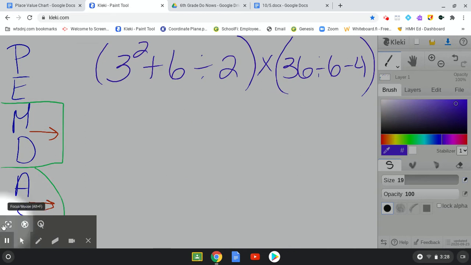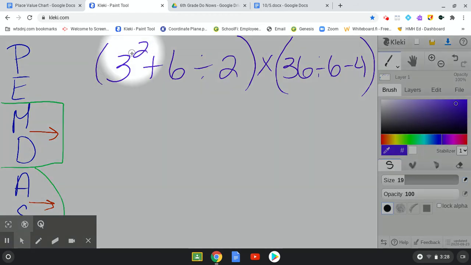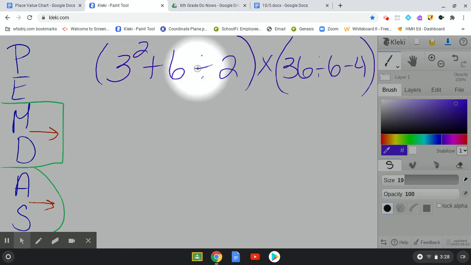Okay, so this one is a challenging one because there's a lot going on. So if you notice, I have 2 sets of parentheses, I have exponents, addition, division, and subtraction. So we have to work within our parentheses first. And within our parentheses, we have to follow the order of operations still. So within my parentheses, I have exponent, addition, and division.